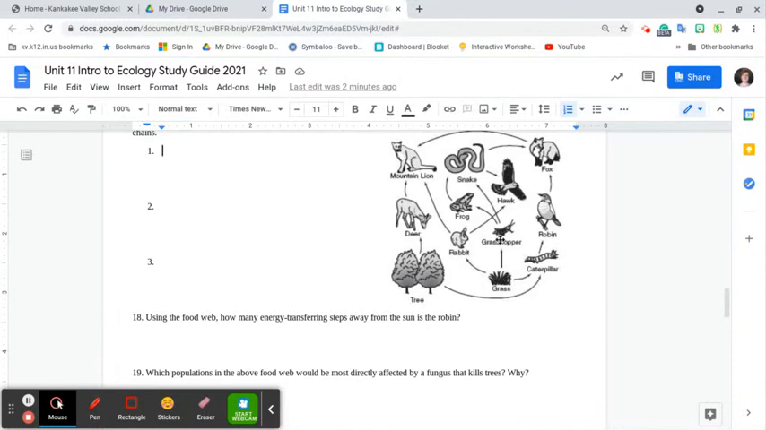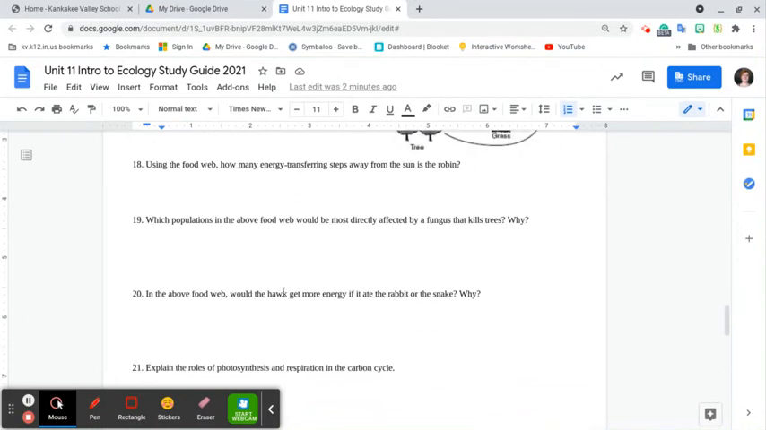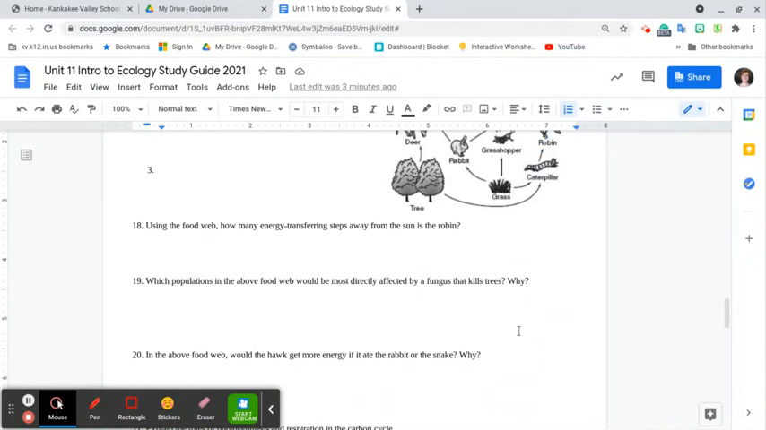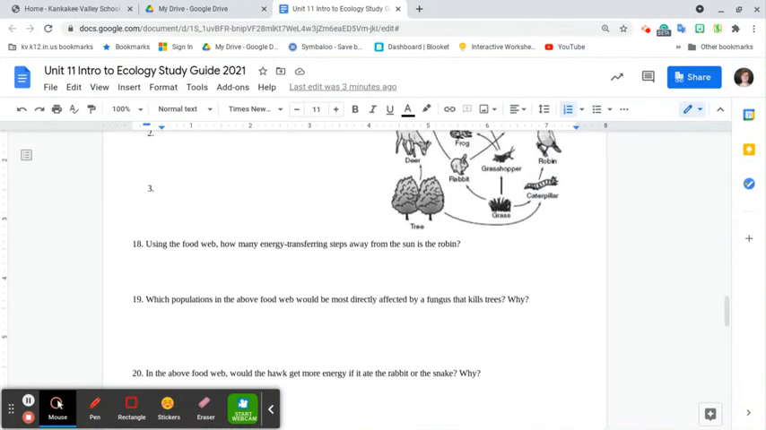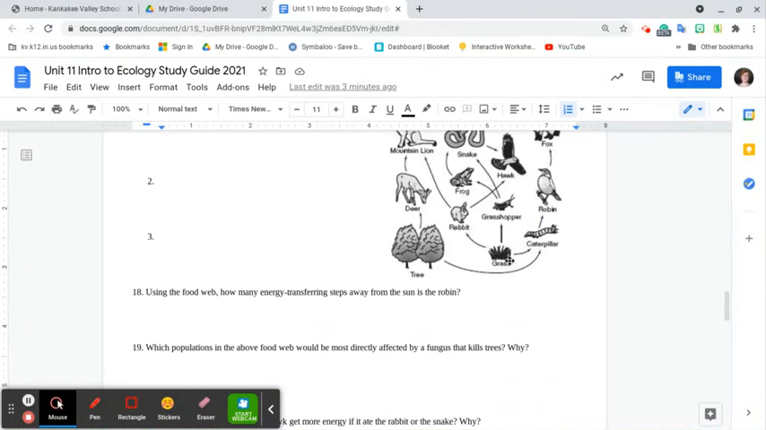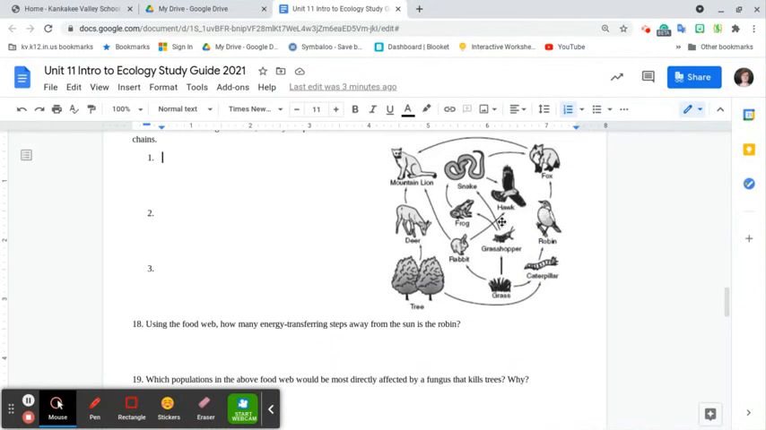The grass to the grasshopper to the frog to the snake to the hawk, that's a lot more trophic levels. Remember, you're losing 90% of energy from that grass to the rabbit and 90% of that energy from the rabbit to the hawk. That's even more energy lost if I have to go through more trophic levels. So it would get more energy by eating the rabbit because it keeps the 10% rule. 90% of the energy was lost as heat, and the rabbit is closer to the primary producer than the snake.